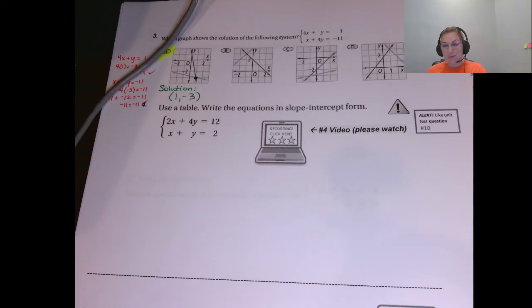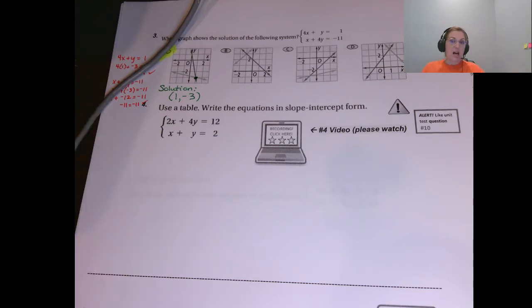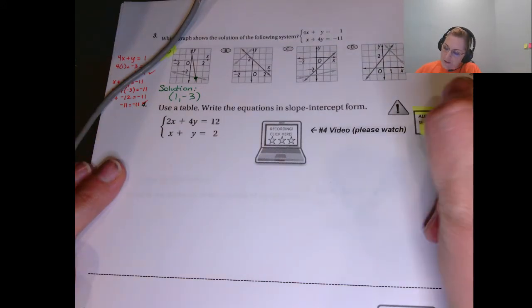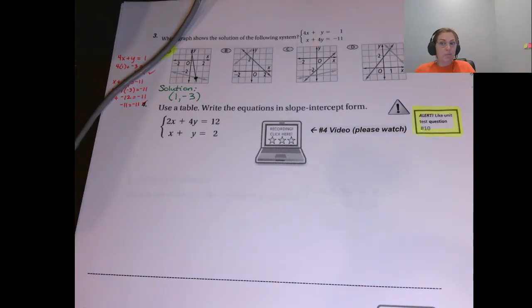Hi there. We're going to work through number 4 here for Unit 4, Lesson 1 reading guide. We're asked to use a table and to write the equations in slope-intercept form. Just like before, I did notice that there's an alert here that lets me know that this is a question that is going to help me with a test question. So I definitely want to make a note of that.